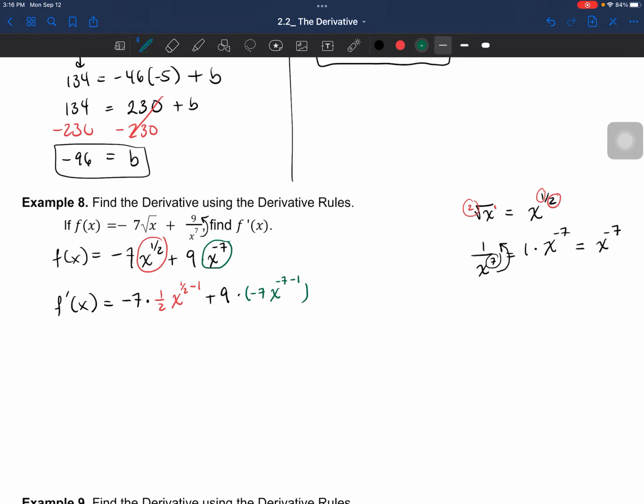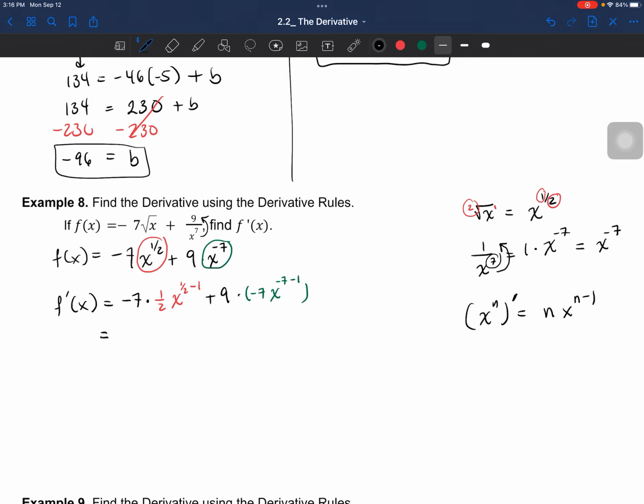So remember, you still have to apply the power rule, right? The power rule says that you have x to the n. The derivative of this will be n x to the n minus 1, right? That's another way we can write the derivative of something, x to the n prime.